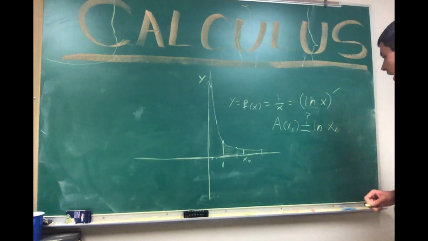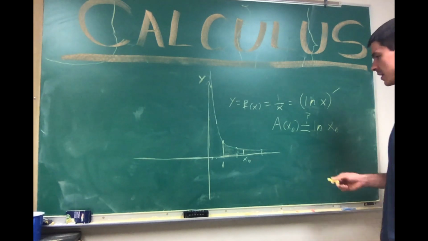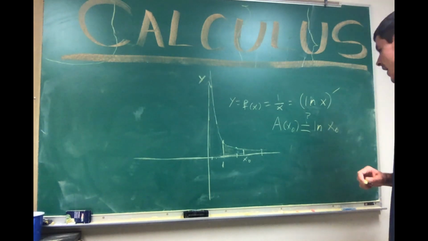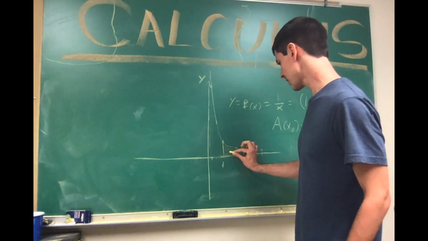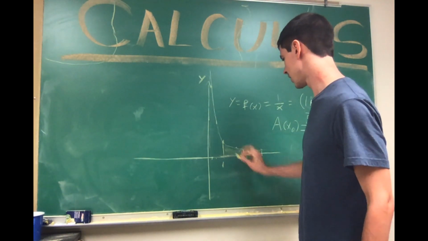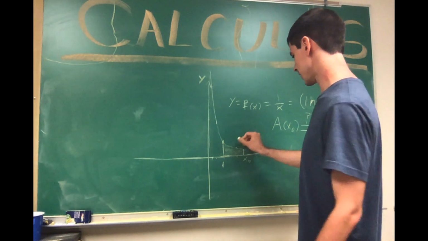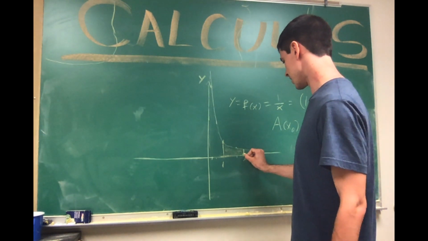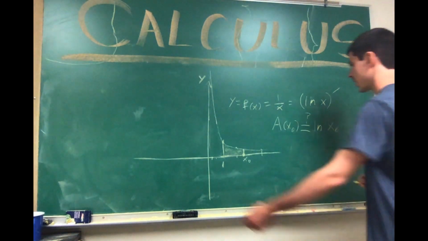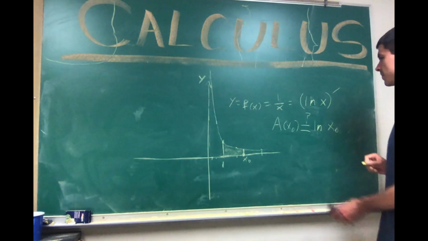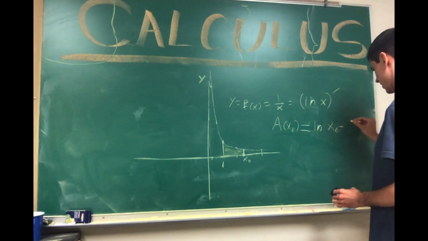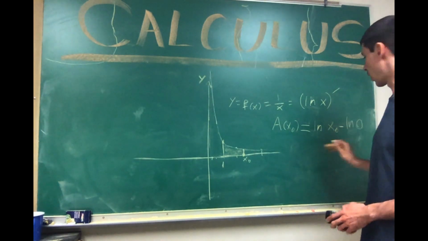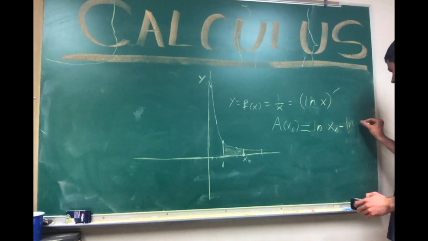So ln of 1 equals 0. And that's sort of why I chose that as the starting point. So this area right here, let's call this x0. So a of x0 equals ln of x0 minus ln of 1.